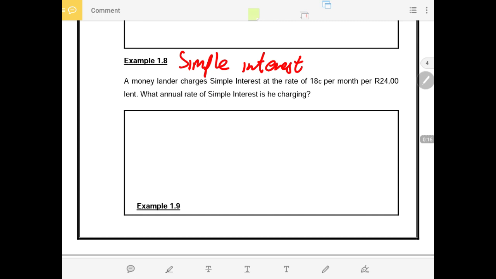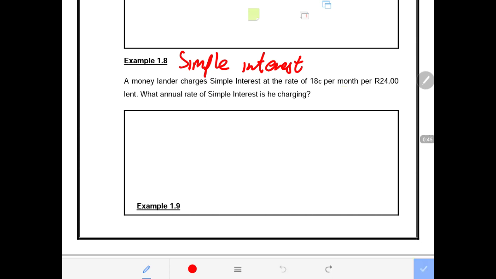I've talked about the formulas. All the formulas, you now definitely master them. And I'm not going to be going back to the formulas anymore. Now I will be just responding to the question and still showing the workings from the formulas. It says a money lender charges simple interest at the rate of 18 cents per month per 24 rand lent.